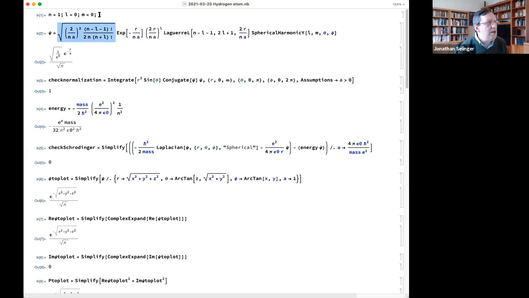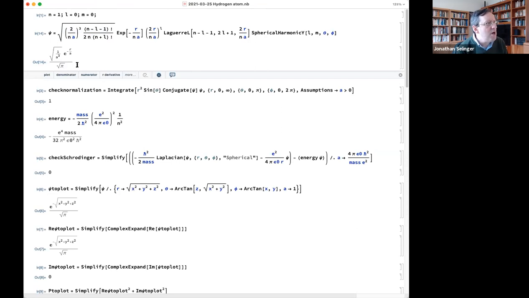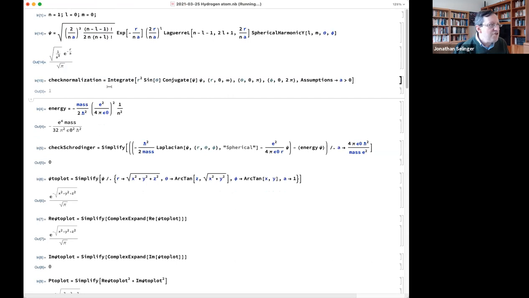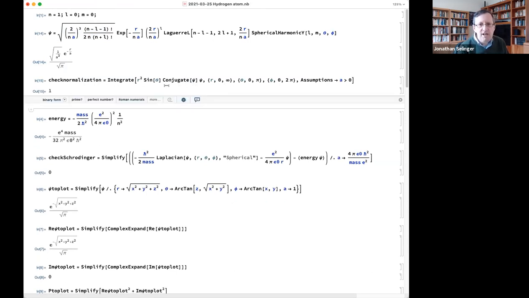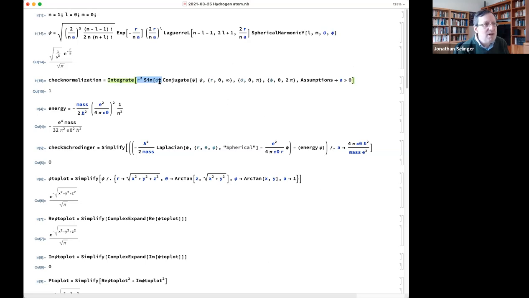So here with specific values of n, l, and m is the wave function. Here's the wave function for n equals one, l equals zero, m equals zero. This is just a constant times the exponential of minus r over a. Is this normalized? Let's check. Oh good, it works. This is the integral with the correct measure of integration, the r squared sine theta, the conjugate of psi times psi. And I'm integrating that for r from zero to infinity, theta from zero to pi, and phi from zero to two pi. That comes out to be one.